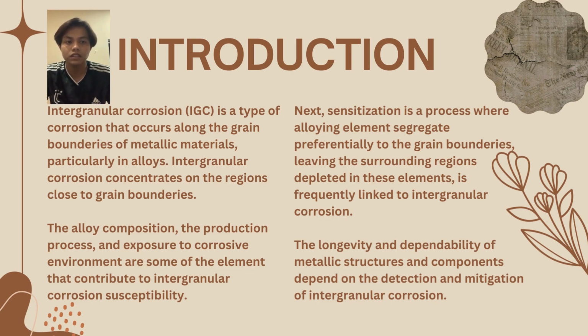The alloy composition, the production process, and exposure to a corrosive environment are some of the elements that contribute to intergranular corrosion susceptibility. Next, sensitization is a process where alloying elements segregate preferentially to the grain boundaries, leaving the surrounding regions depleted. This element is frequently linked to intergranular corrosion. The longevity and dependability of metallic structures and components depend on the detection and mitigation of intergranular corrosion.